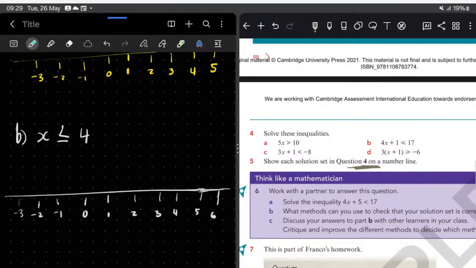And where are we going to place the circle? We are going to place our circle at 4. Well done. So we go to 4 and place our circle there. Then what's the next thing we're going to do, Mr. AT?